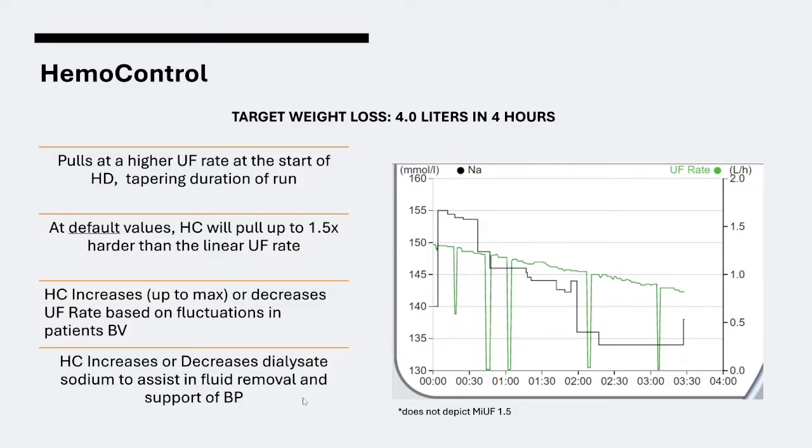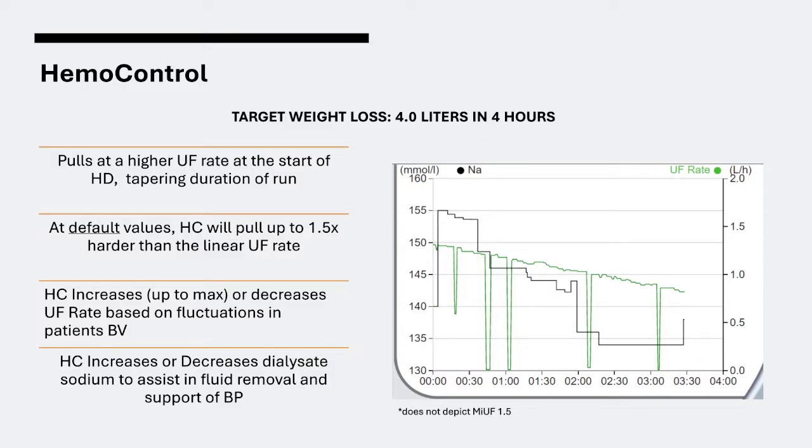Similarly, it increases or decreases dialysate sodium to assist in fluid removal. At the initiation of dialysis, the prescribed rate appears to be about 140. HemoControl boluses sodium, so it increases the sodium level, which allows us to pull fluid while also promoting fluid shifting from the tissues into the vascular space and promoting blood pressure support. So we're pulling at a higher rate, but we're also giving them sodium to support their blood pressure to allow us to do that, minimizing those hypotensive episodes.